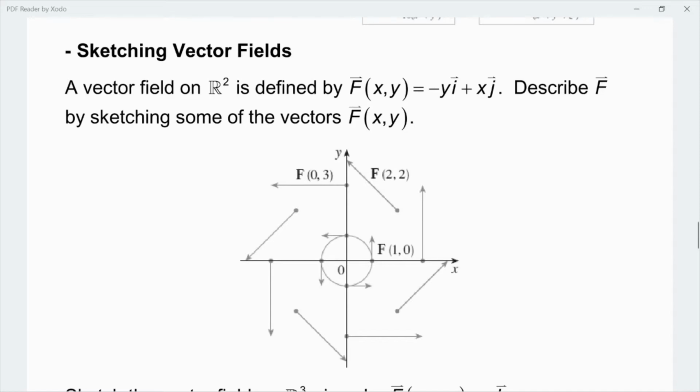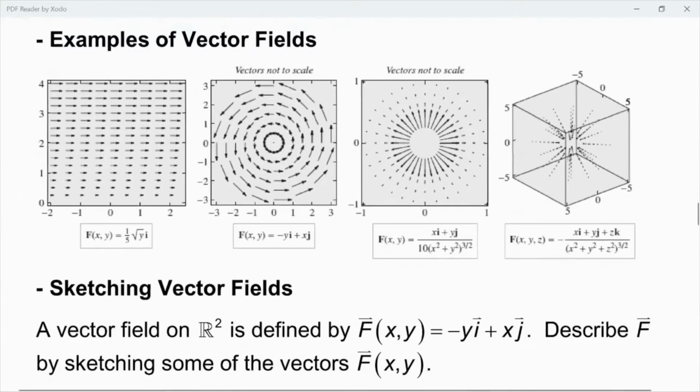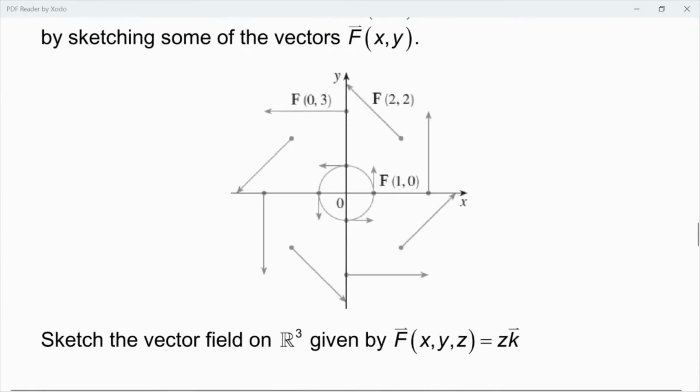But here we've got negative yi plus xj. Remember, we saw this one up above right here, right? So this is just a small sample. It's kind of like when we looked at slope fields again. When I ask you to draw a slope field, I'm not going to ask you to draw 100 different vectors to represent the vector field. I'm just going to ask for a few sample vectors, just enough that I can see that you have a feel for what that vector field looks like.